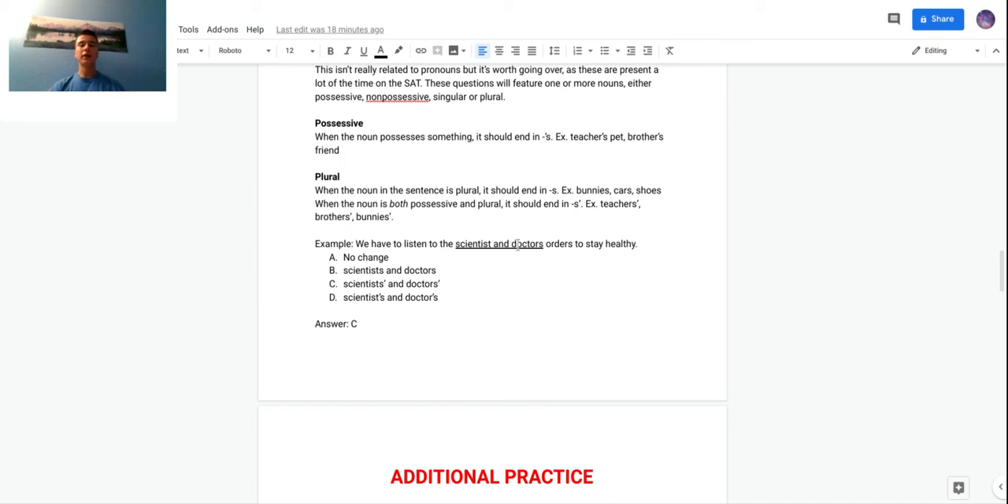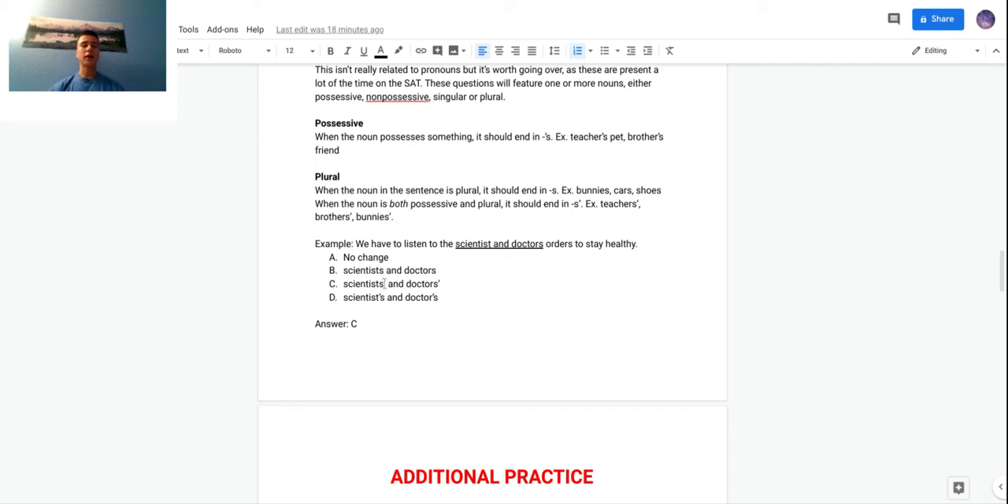We have to listen to the scientists' and doctors' orders to stay healthy. So right now we're going to evaluate scientist and doctor, just the most simple form of the noun, no plural or possessive, and figure out what the correct spelling is for the meaning, like if it matches plural, possessive, stuff like that. So I just realized that this isn't a very clear question. It could be one scientist and one doctor, but for the sake of this question, we're going to say that they're both plural.